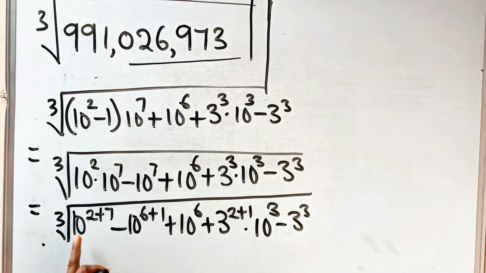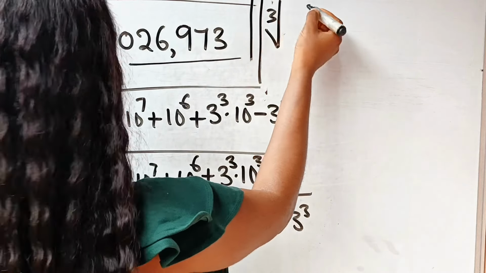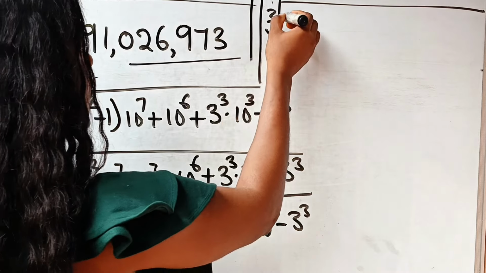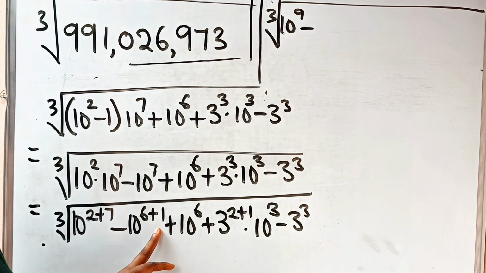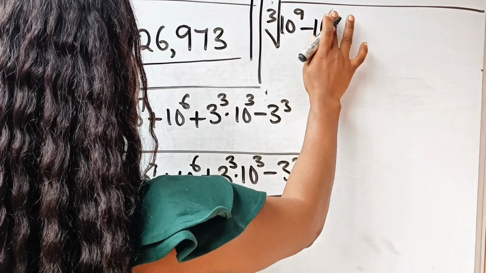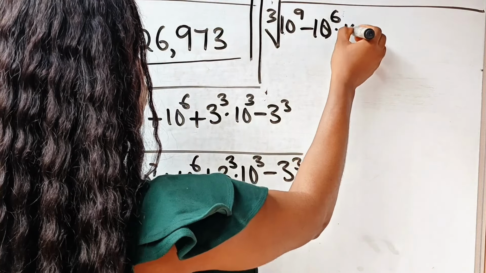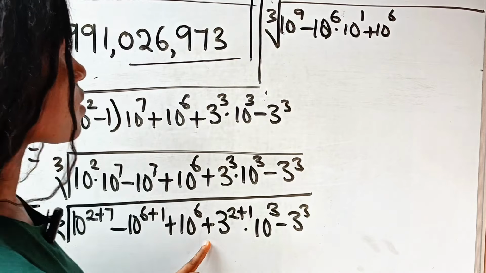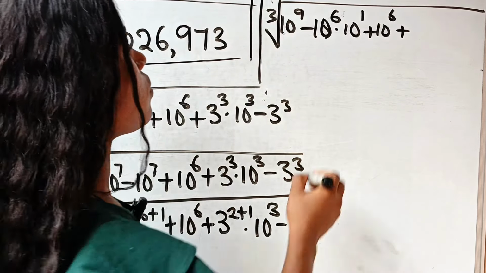We continue. So this becomes the cube root of 10 to the power of 9, minus, we apply the product rule here as well. So this becomes 10 to the power of 6 multiplied by 10 to the power of 1, then plus 10 to the power of 6, plus, this becomes 3 to the power of 2 multiplied by 3 to the power of 1.